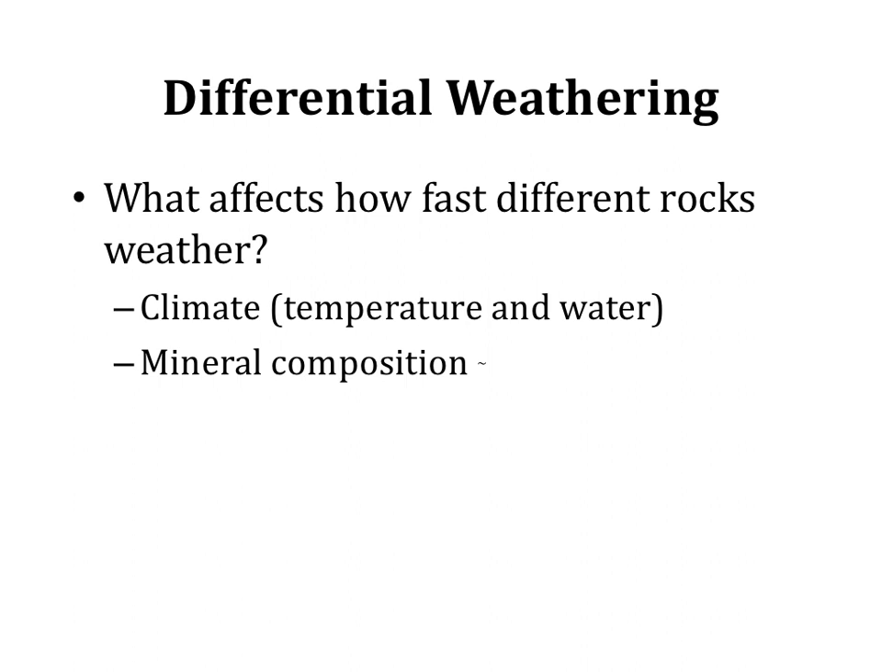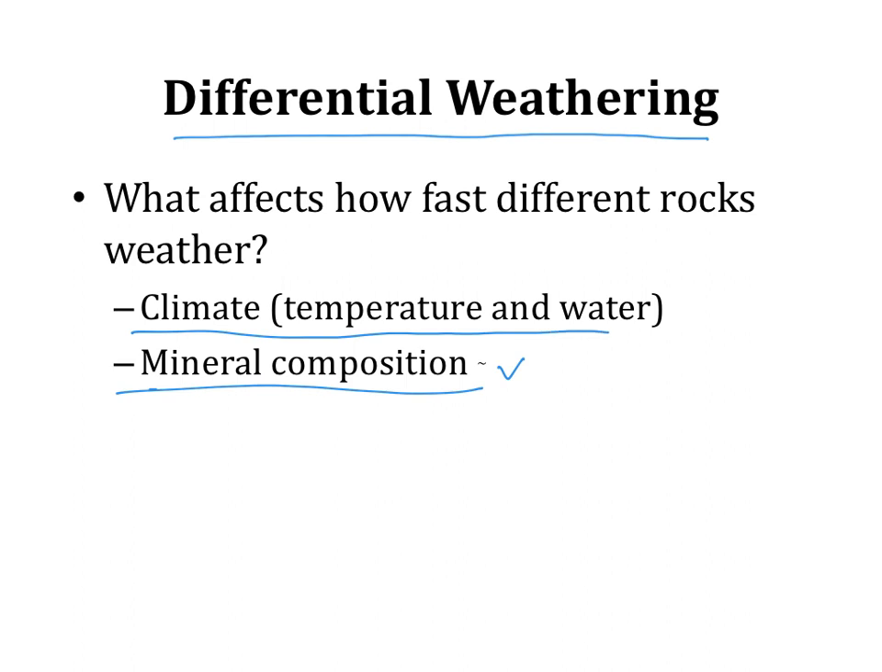Differential weathering is just a way of saying that different rocks weather at different rates, and depending on their location, the weathering rate can change as well. So different rocks mean different mineral compositions, and climate is basically the situation in which the rock is existing. Is it in a wet climate or a dry climate, cold climate, hot climate? These things can affect how fast different rocks will weather away.